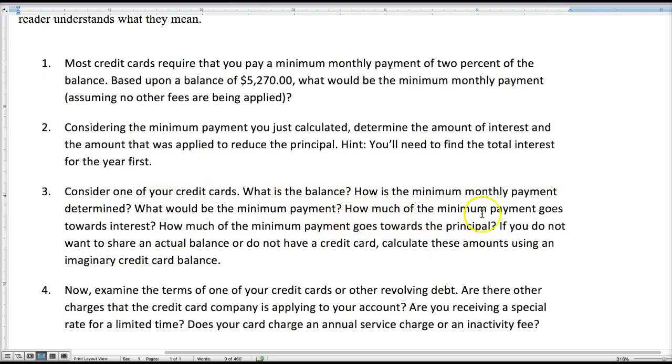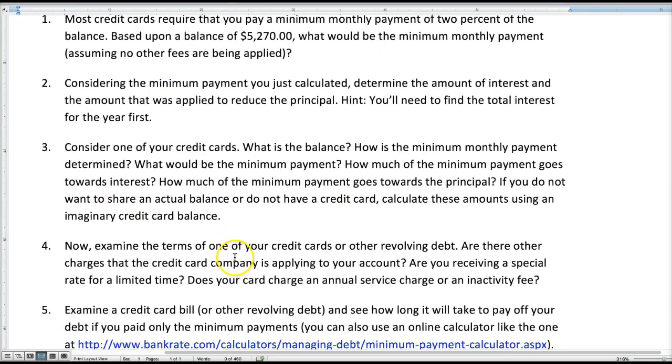We want to know how much of your minimum payment goes towards interest, how much of it goes towards principal. So here, if you know how to do step 2 here, then you know how to do this portion of step 3. If you do not want to share actual balance or do not have a credit card, like I said before, you can use an imaginary credit card balance.